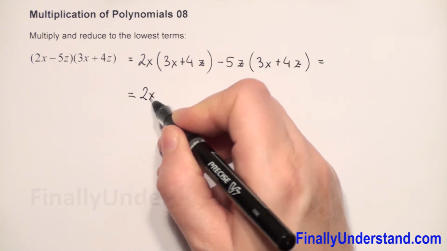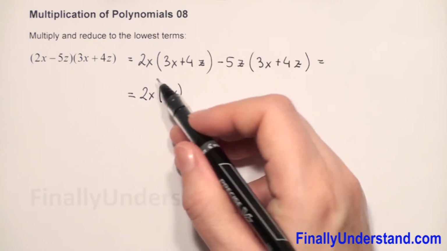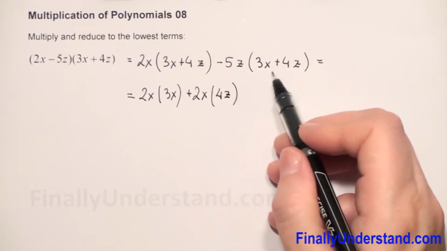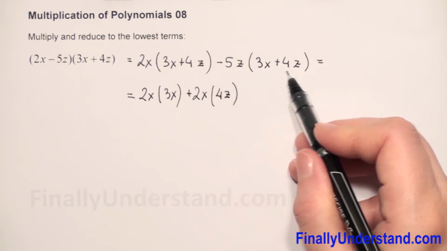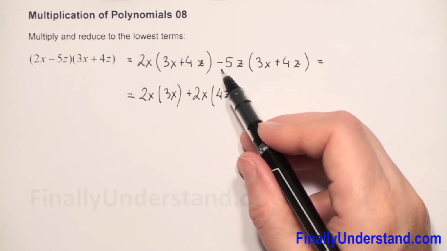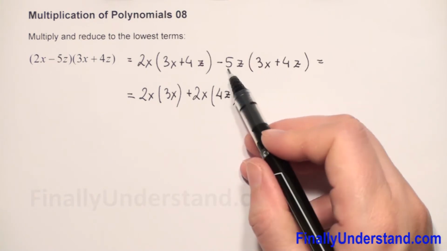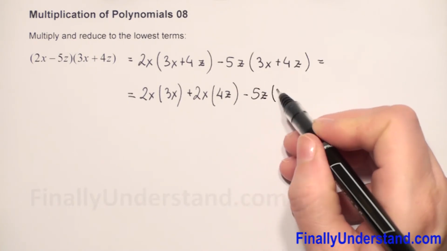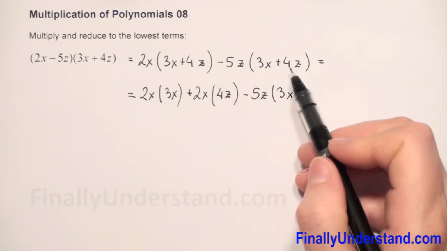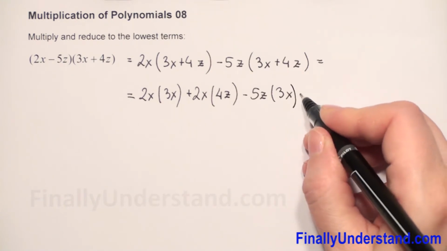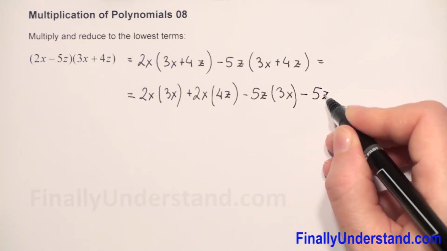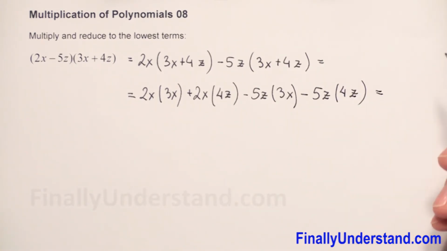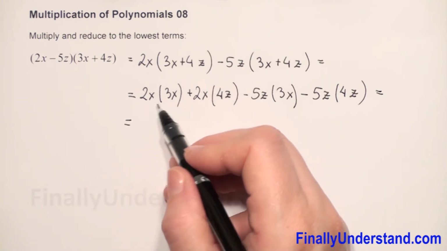So we have 2x times 3x, and next we have 2x times 4z. The same we have to use in the second term. We have to multiply every expression in parentheses by negative 5z. So negative 5z times 3x, and negative times positive, so it will be negative, 5z times 4z. So this is equal. Next we have to multiply first the numbers.